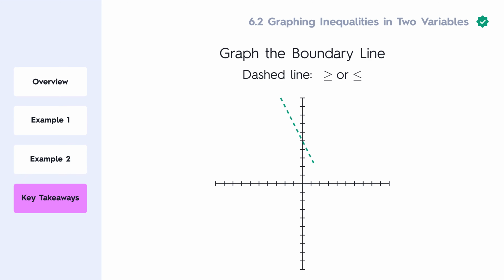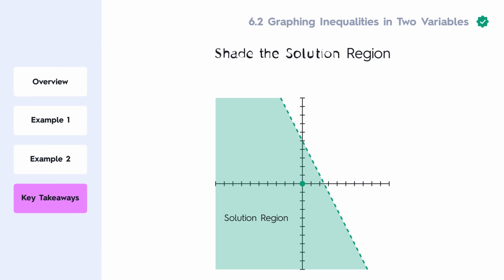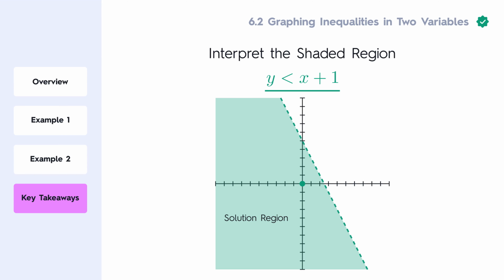Meanwhile, we use a dashed line for less than or greater than symbols for points on the line that are not included in the solution. To find the correct region to shade, pick a test point, like the origin, and substitute it into the inequality. If the point makes the inequality true, shade the side that includes the point. Otherwise, we shade the opposite side. The shaded region represents all possible solutions to the inequality. This is your solution set, showing all points that make the inequality true. With these strategies, you're all set to graph any linear inequality in two variables. Keep practicing, and soon these steps will become straightforward.